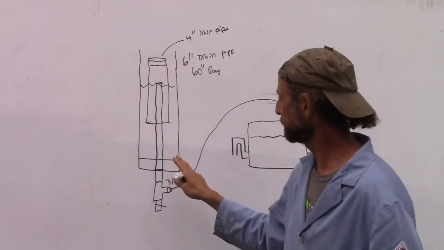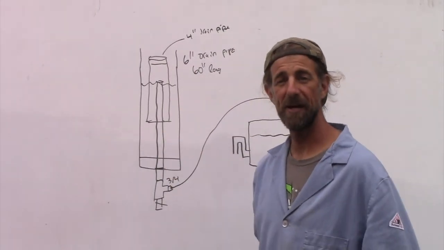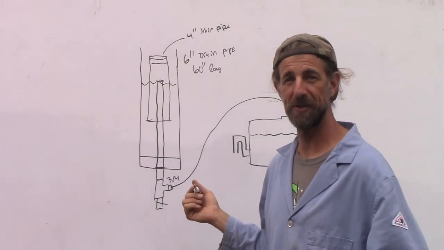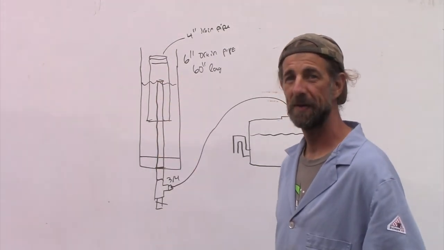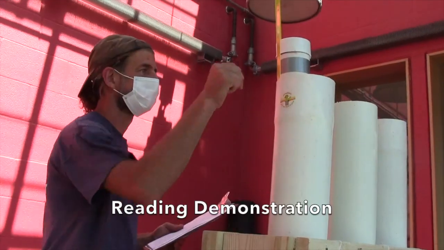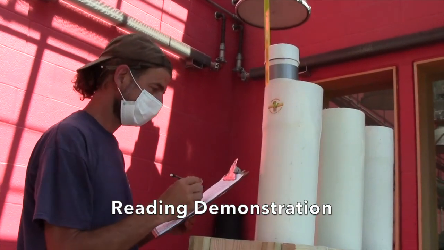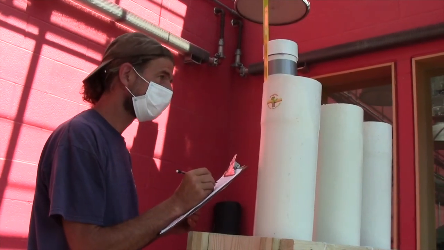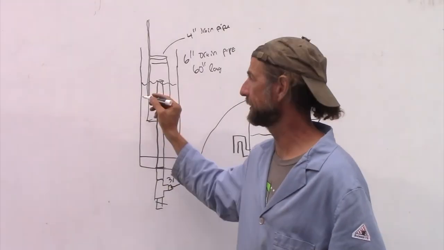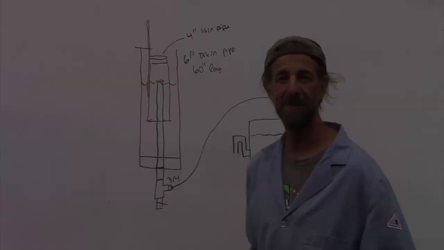4-inch pipe. So gas is captured under the 4-inch pipe, and as gas is produced by the digester, the pipe is going to float up. To be able to read it, we attach a meter stick to that. So we've got a meter stick here. We can read from the side where that level is.